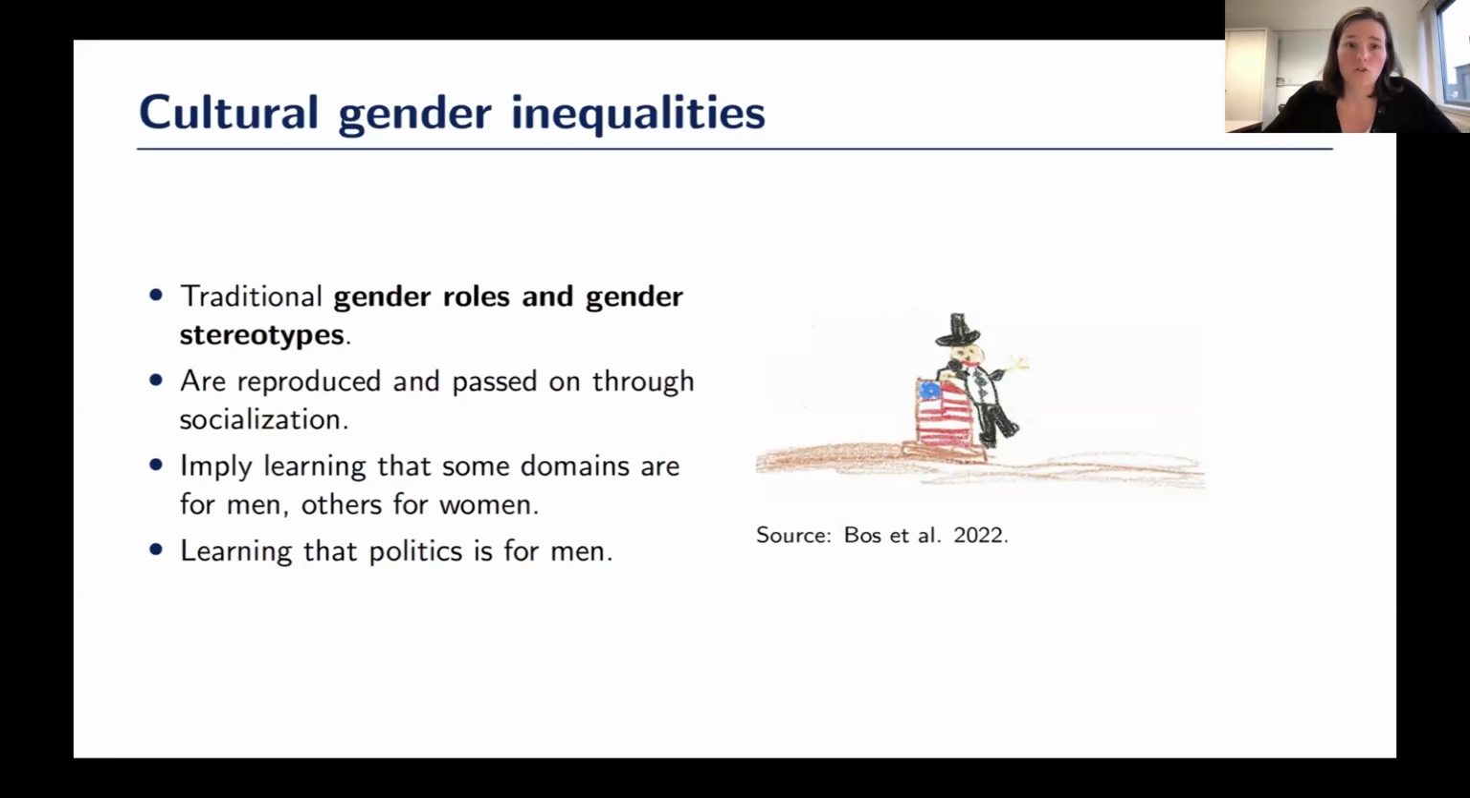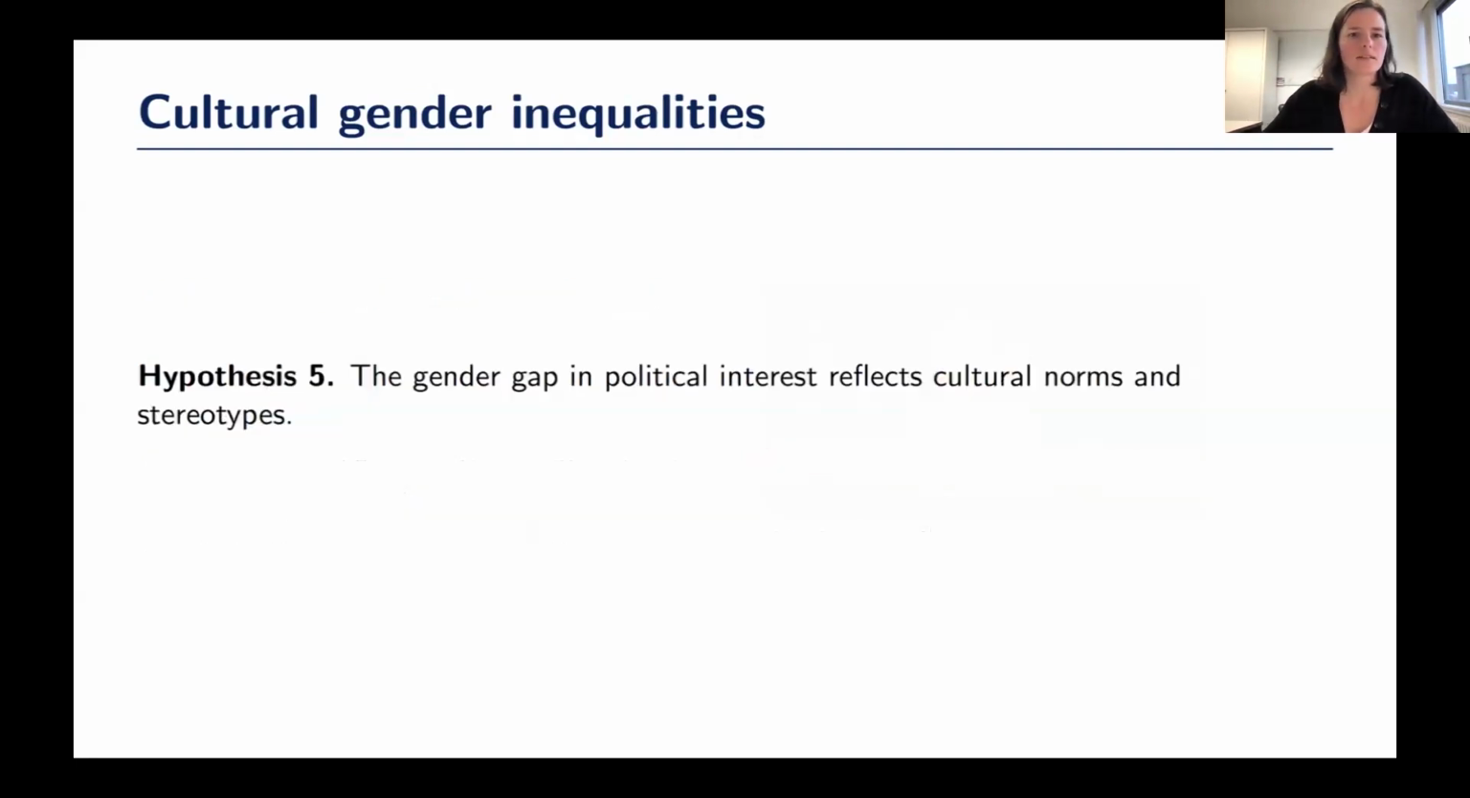In societies where those gender norms, or norms about what the roles are for women and what the roles are for men, get passed on, get reproduced, and people get socialized into those norms, we suspect that politics is also going to be one of these domains where people learn which is their role based on their gender. So that boys would learn that politics is something for them, and that girls would learn that politics is not for them, that politics is something for boys. We think that in societies where there are those gender roles, there's also going to be a larger gender gap in political interest. So leading to our fifth and final hypothesis.